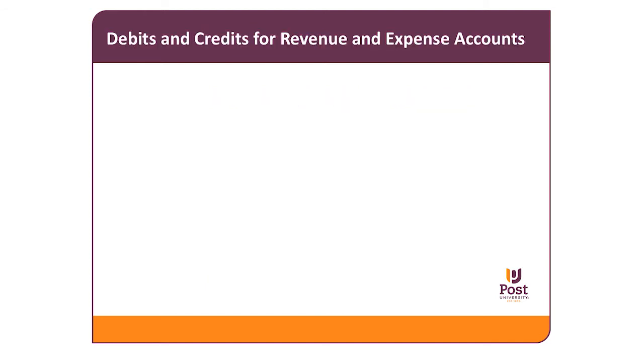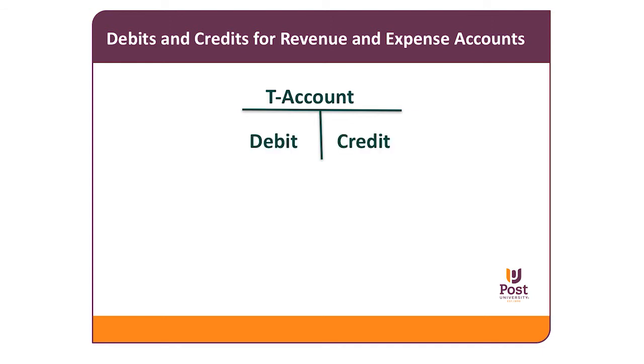In the previous unit, we introduced the T account with debits and credits and used it for the asset, liability, and equity accounts. We expand that discussion to include revenue and expense accounts. Remember that debits are shown on the left-hand side of the T account and credits are on the right-hand side. Previously, we set up a T account for all our assets, liabilities, and equity accounts. We will now add revenue and expense accounts.